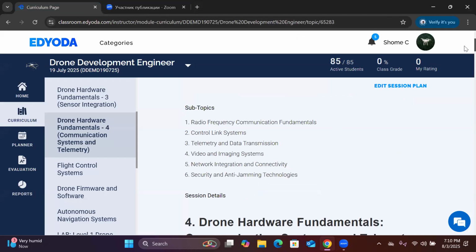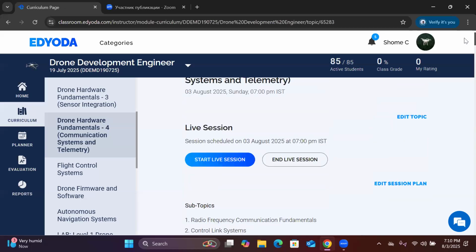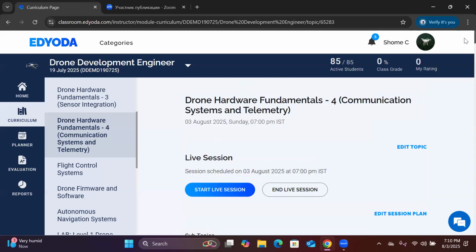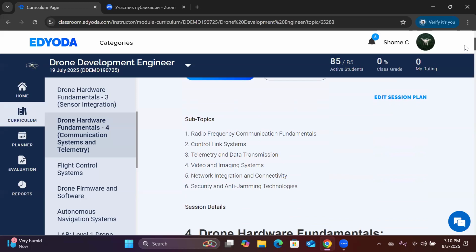Thank you. So today the discussion will be based on the drone hardware fundamentals part 4. It will include the communication systems and the telemetry. Under the communication systems and telemetry, we will discuss about 6 topics. First is radio frequency communication fundamentals. Second is the control link systems. Third is telemetry and data transmission. Fourth is video and imaging systems. Fifth, network integration and connectivity. Sixth is security and anti-jamming technologies.